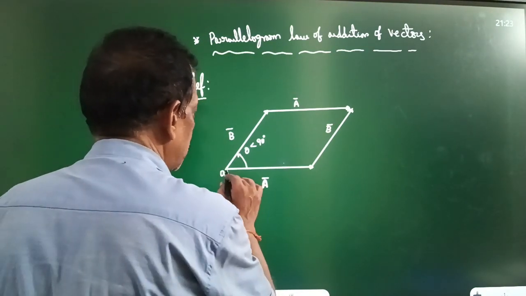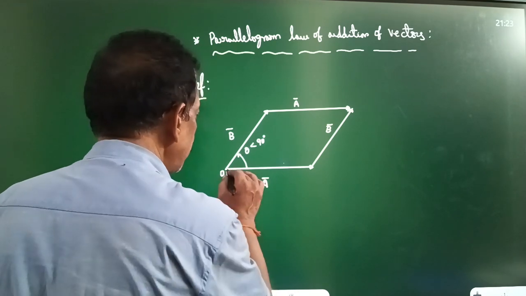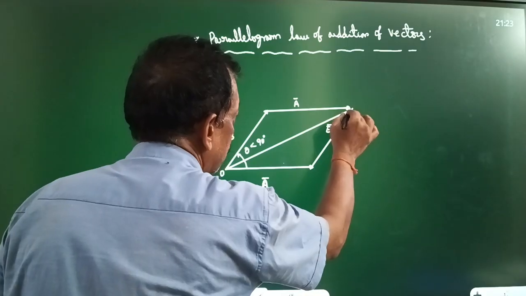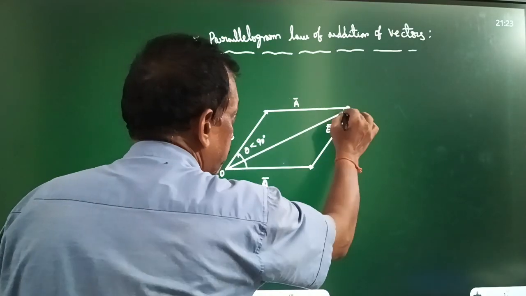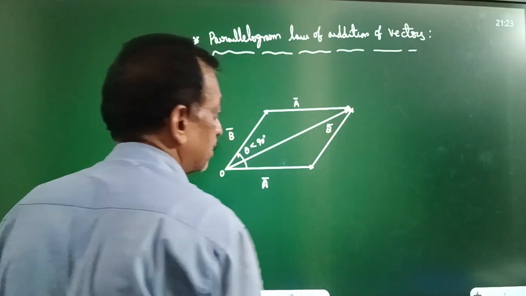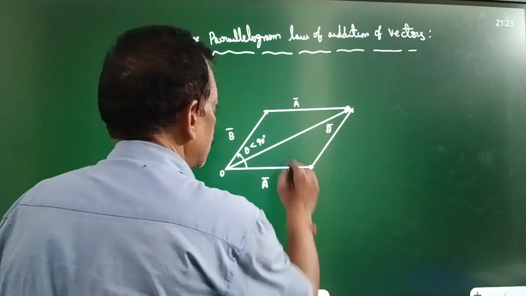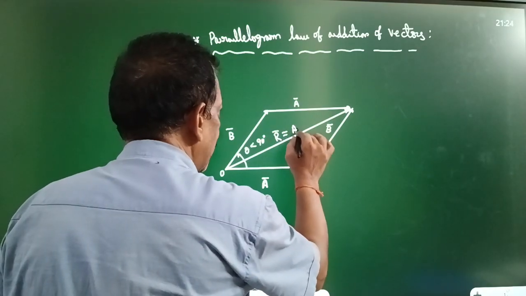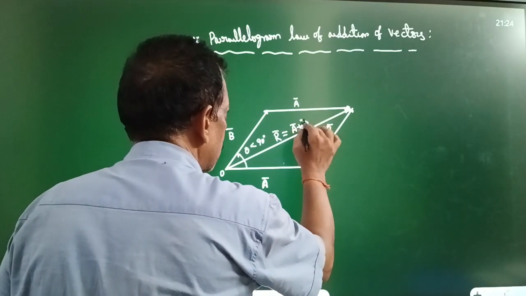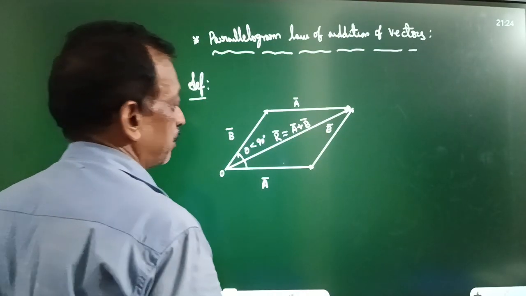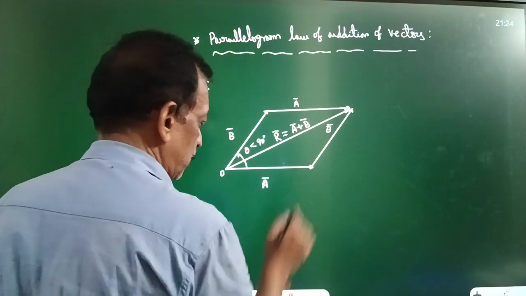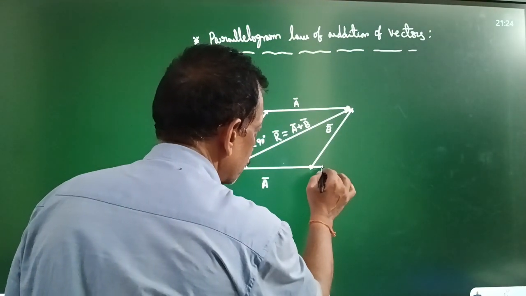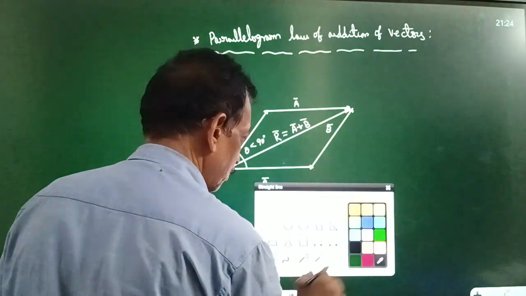If you draw a diagonal, this is the diagonal which represents the resultant vector in magnitude and direction. So this R vector is equal to A vector plus B vector. Then what to do? You resolve this equation.